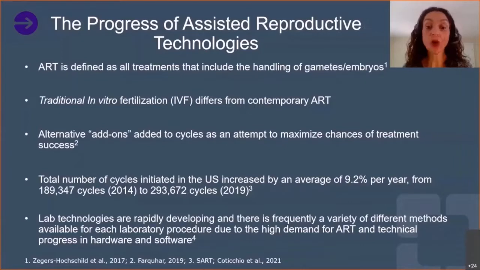Alternative add-ons have been added to the cycles as an attempt to maximize chances of treatment success. Additionally, when you look at the growth of IVF around the world, we can see that it has been increasing year over year. For the United States, when we look at the SART registry data from 2014 to 2019, we see a growth of 9.2% per year.